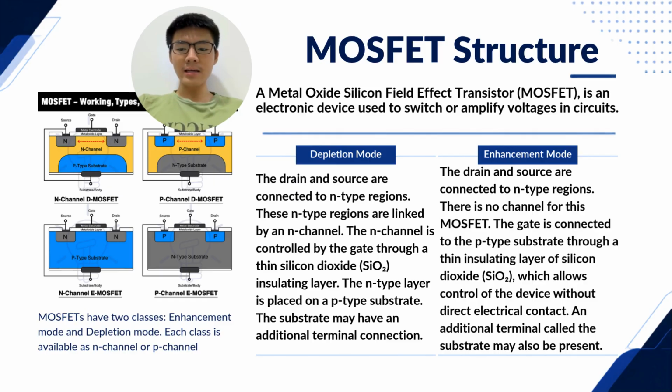The insulating layer prevents direct current flow between the gate and the channel, giving the MOSFET a very high input impedance. The gate voltage creates an electric field that controls the current flow between the source and the drain. MOSFETs are available in N channel and P channel types, and they are widely used in electronic circuits for switching and amplification due to their efficiency and low power consumption.